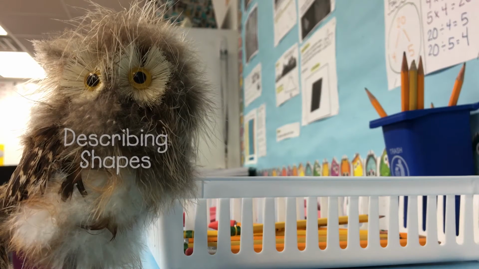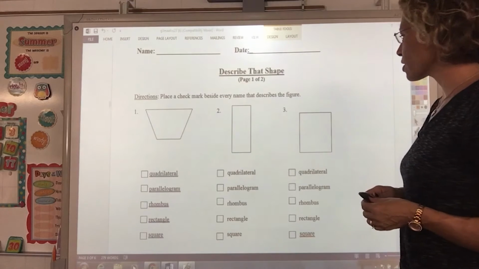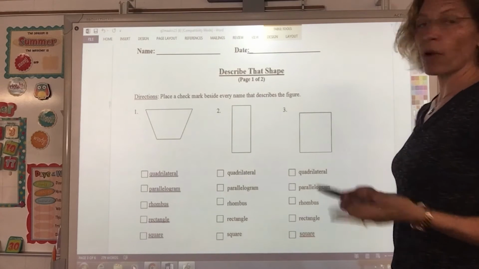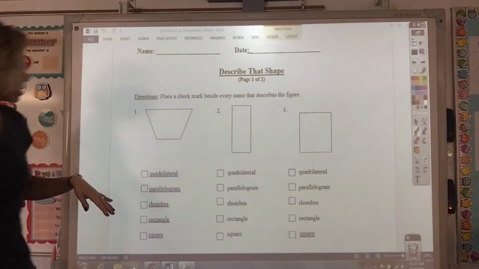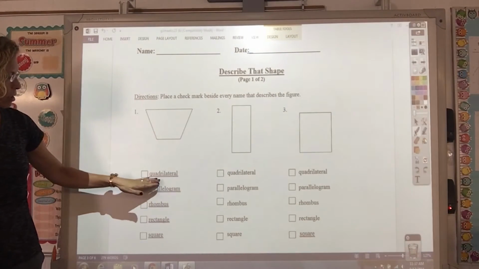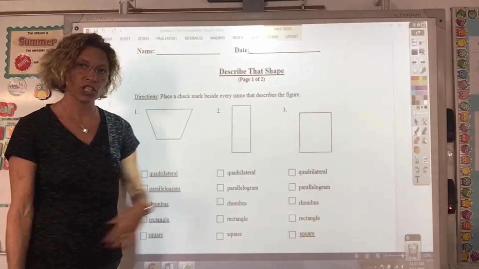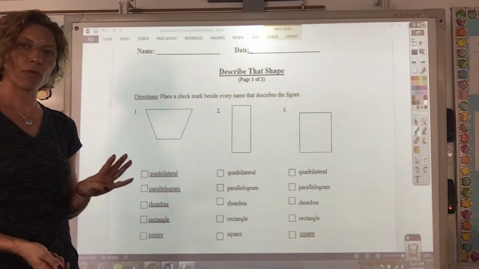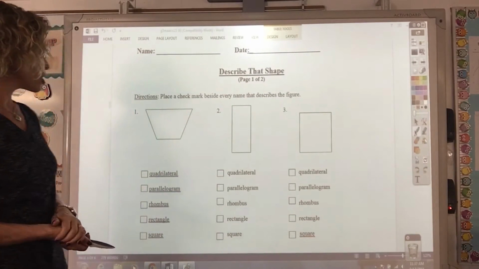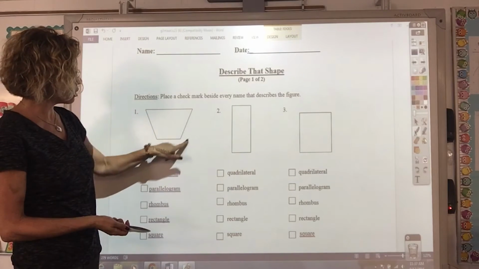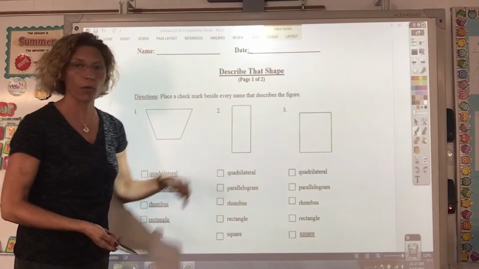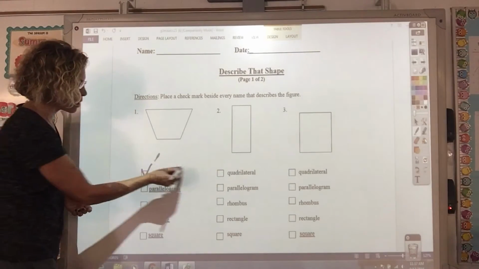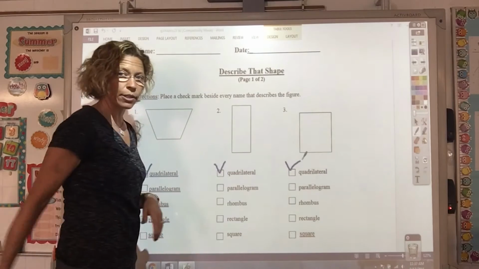Hey boys and girls, today we're going to take different shapes, a trapezoid, a rectangle, and a square, and describe the shape now that you know the attributes. So I'm going to start with going across. Is it a quadrilateral, each one of these shapes? And we know that a quadrilateral is a four-sided shape. So we're going to count each side, 1, 2, 3, 4, 1, 2, 3, 4, 1, 2, 3, 4. So yes, we know that each one of these shapes is a quadrilateral.